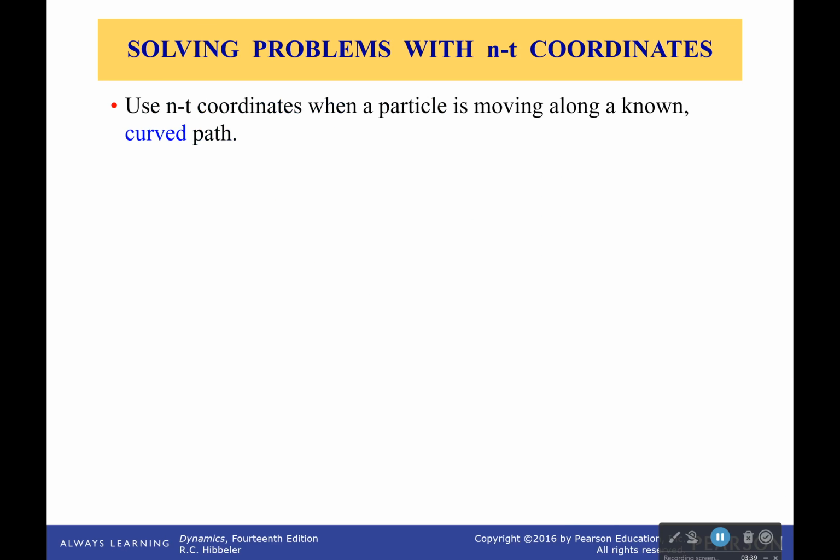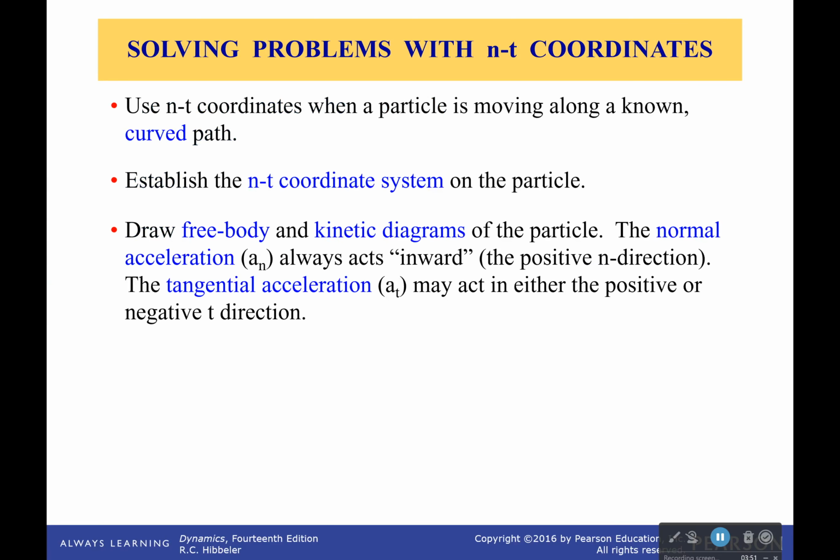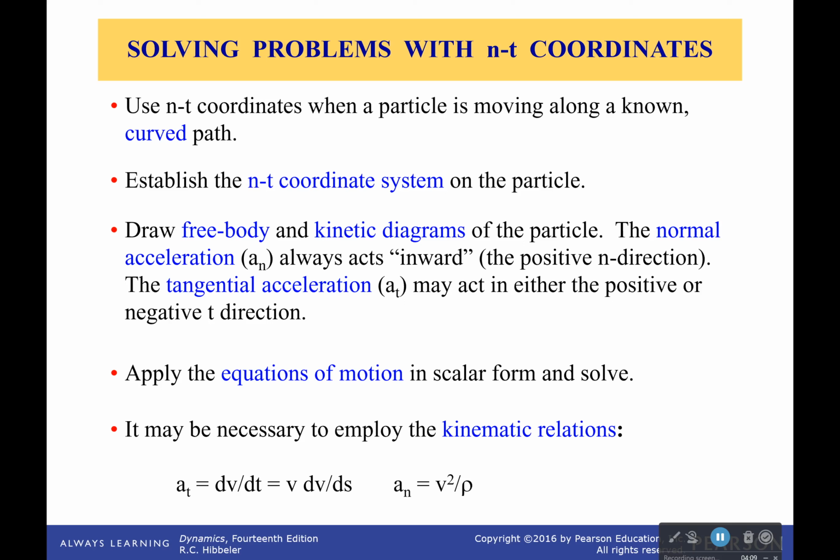Okay, so how do we solve these problems with the NT coordinates? Well, we do it when we have a particle that's moving along a known curved path. We first establish our NT coordinate system. We draw our free body and kinematic diagrams. And we have to remember that the normal acceleration is always acting inward, and the tangential acceleration can either be positive or negative. We apply our equations of motion in scalar form and we solve. Easy peasy. And sometimes it's going to be necessary to employ various kinematic relations.